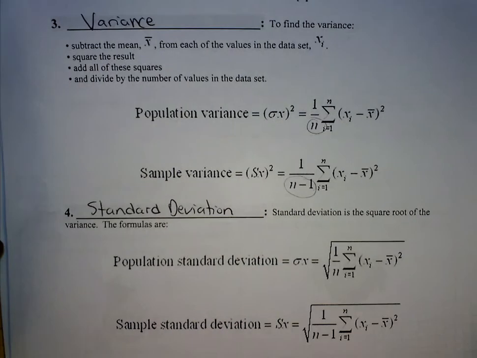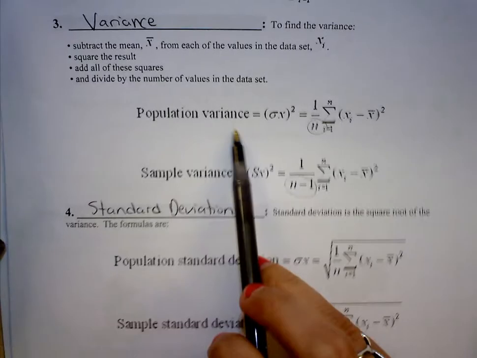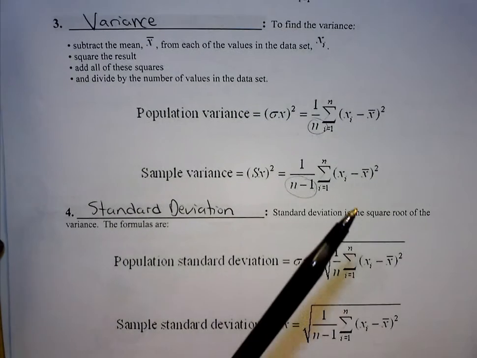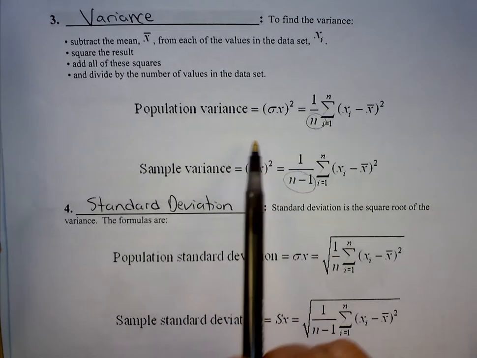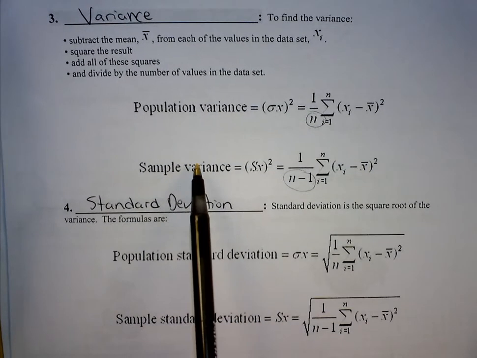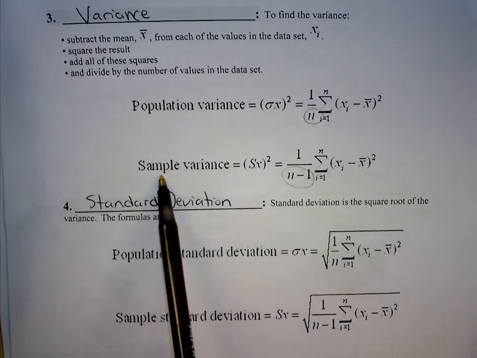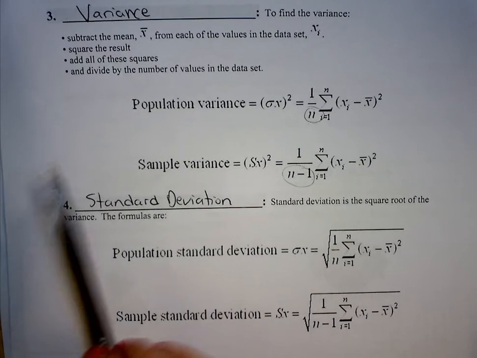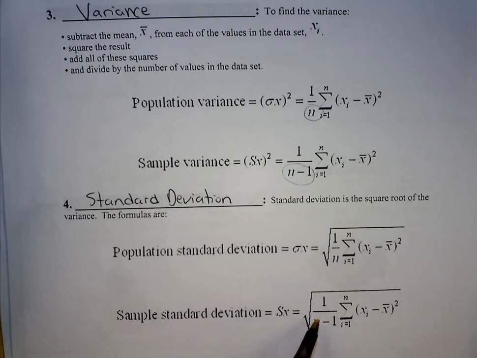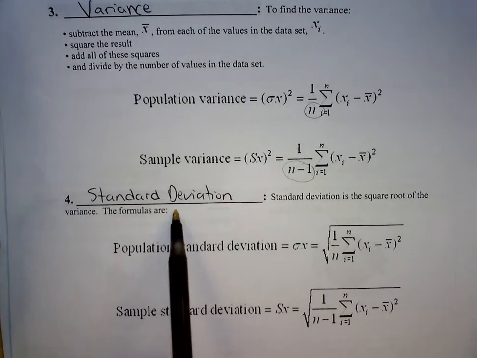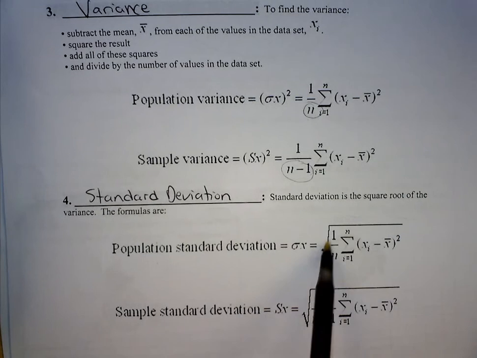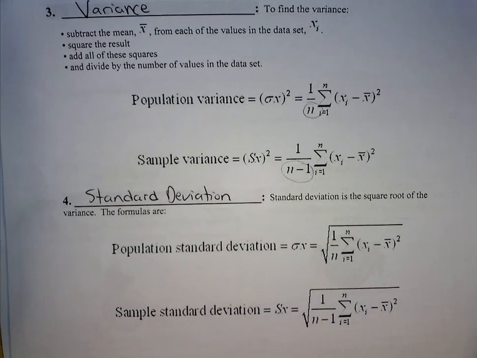So when you are taking the variance of a population, you divide by n. When you can't survey the entire population and you just have a sample of the population, you have to divide by n minus 1. Same with standard deviation. The only difference between variance and standard deviation is standard deviation takes the square root. All right.